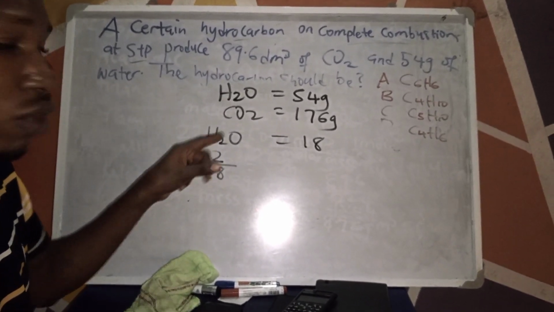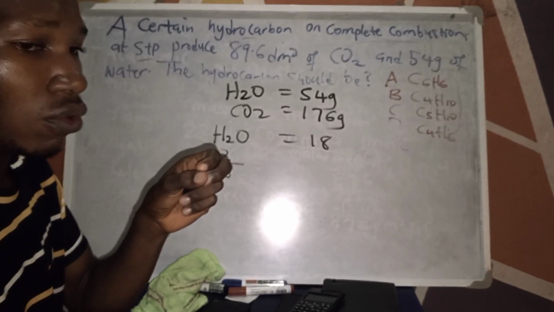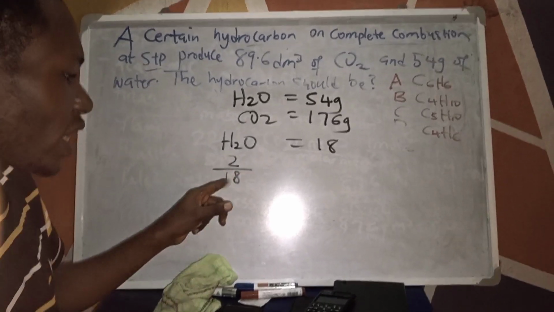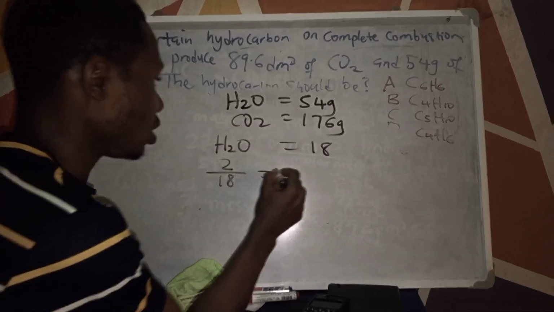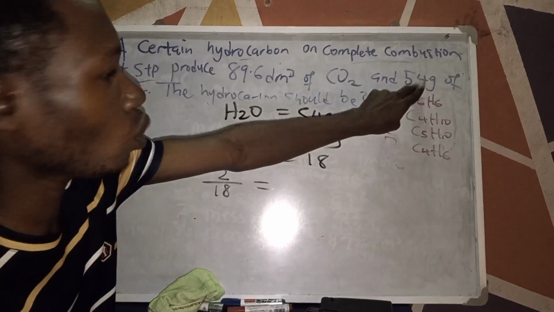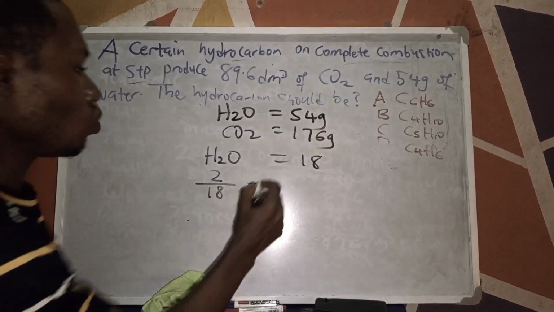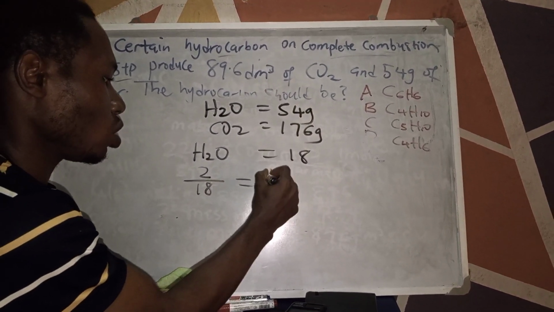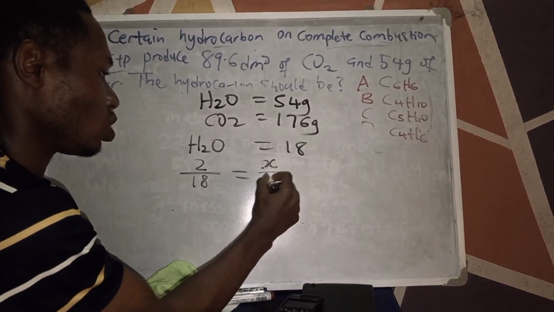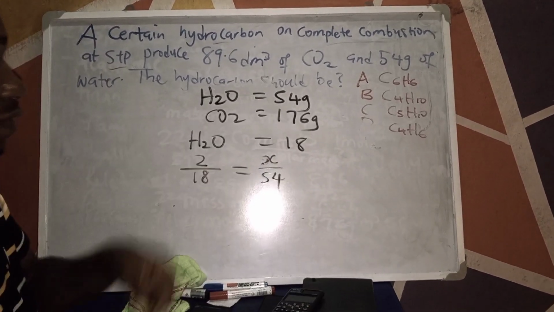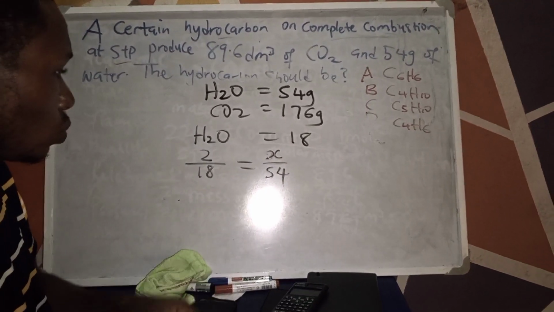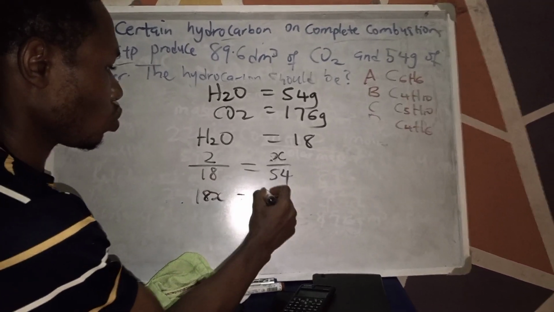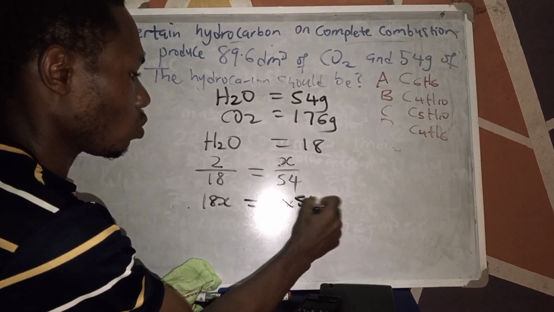So we know that for every given mass of water, the mass fraction of hydrogen will be 2 over 18. So we have to compare this to the given mass of water that was given to us. We don't know the mass of hydrogen in this, but from here we can calculate the mass of hydrogen, which is x over 54. And the next thing to do is to cross multiply. So here we have 18x is equal to 2 times 54.